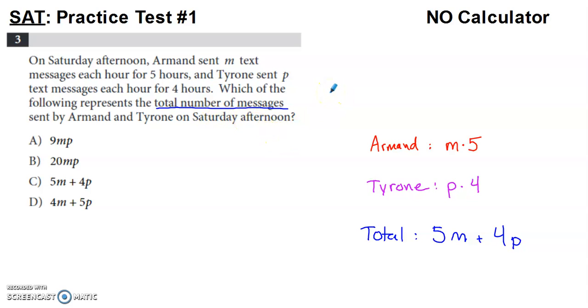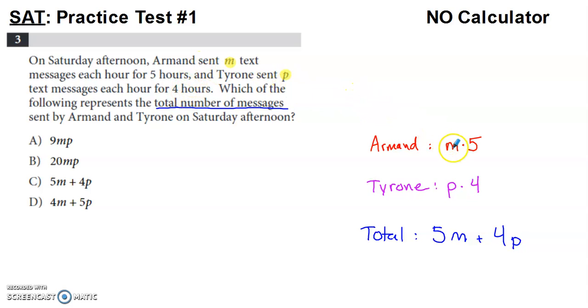One of the things to be most careful with within SAT problems is when they define variables for you within the problem, you have to be really, really certain to keep straight what each variable represents. So M is the number of text messages sent by Armand each hour, and then P is the number sent by Tyrone each hour. How many total messages did Armand send?